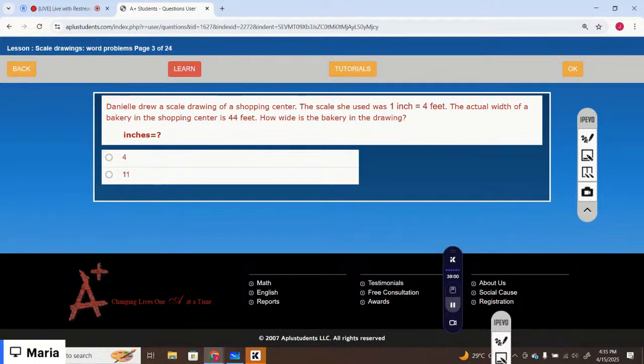She gave a scale drawing of a shopping center. The scale she used was 1 inch to 4 feet. The actual width of the bakery in the shopping center is 44 feet. How wide is the bakery in the drawing? So, which is the correct option? That is 11 inches. Option number 2 is the correct option. Very good.